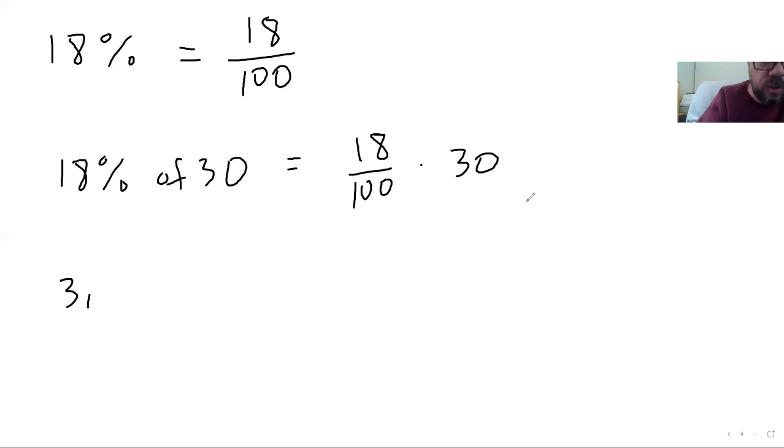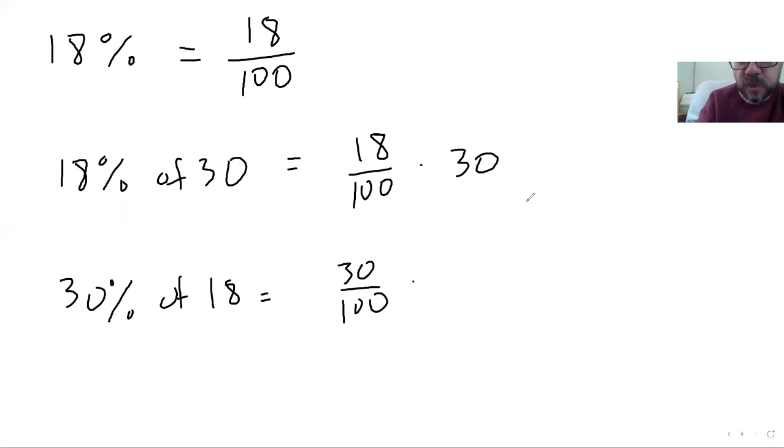Well, 30% of 18 is 30 over 100 times 18. So you can see that in both cases, what we've got is 18 times 30 and then divided by 100. And here I've got 30 times 18, which is of course the same, divided by 100, right? We're just dividing by 100 in both cases. It doesn't matter where the divided by 100 goes, right? Whether it's first or second is irrelevant. So 18% of 30 is exactly the same thing as 30% of 18. Well, for the reason I just said.